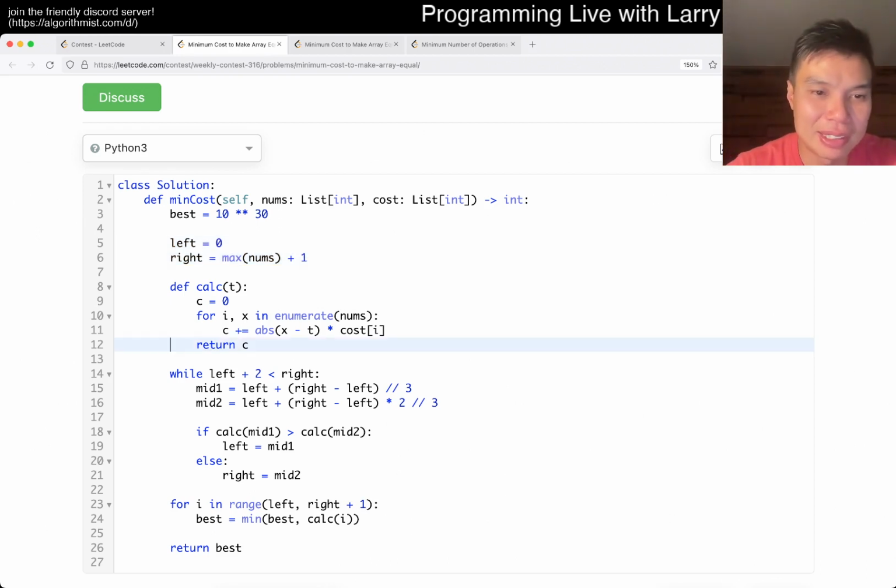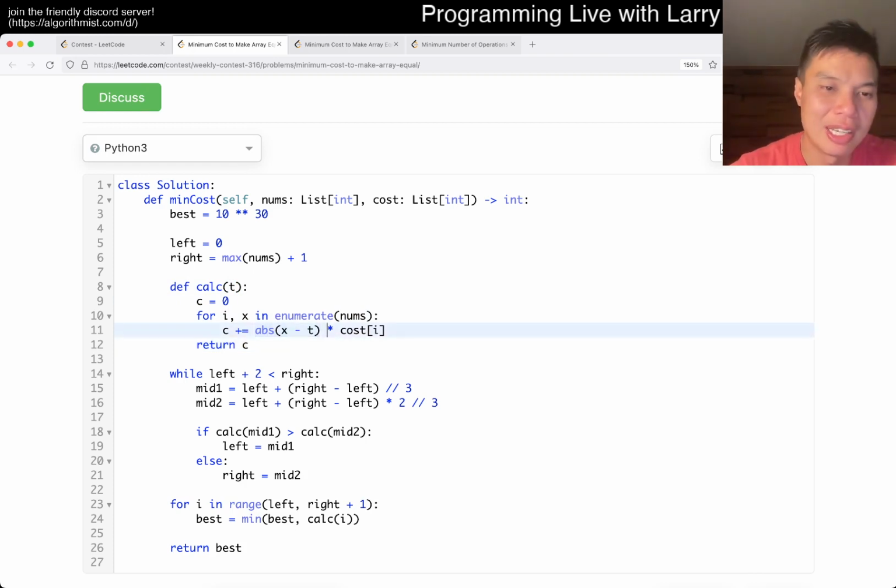And this is basically saying, okay, let's say we're trying to get to t. What's the cost? This is the cost. The cost is just the difference of spaces as the move times the cost, right? And then you sum it all up, and that's pretty much it.